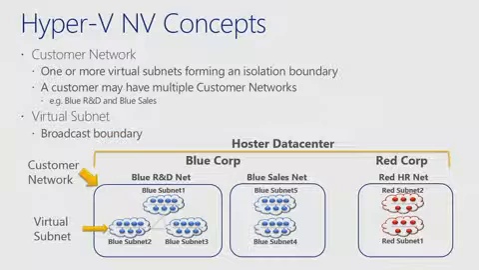So to understand this in a bit more detail, a customer network is one or more virtual subnets forming an isolation boundary. So here we've got blue R&D net that has blue subnet 1, subnet 2, subnet 3, blue sales net, subnet 5, subnet 4, and they're broadcast boundaries in a similar way to how they would be in the physical infrastructure. And the red has obviously got a red HR net, which is the customer network, and it's got a couple of virtual subnets within there.